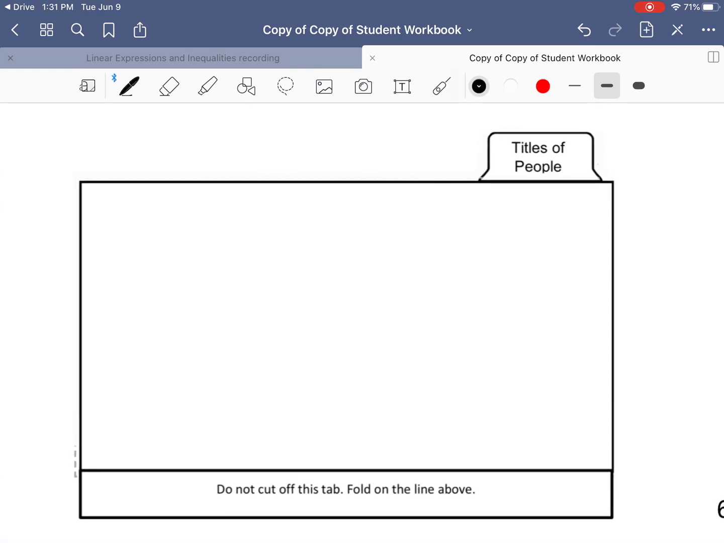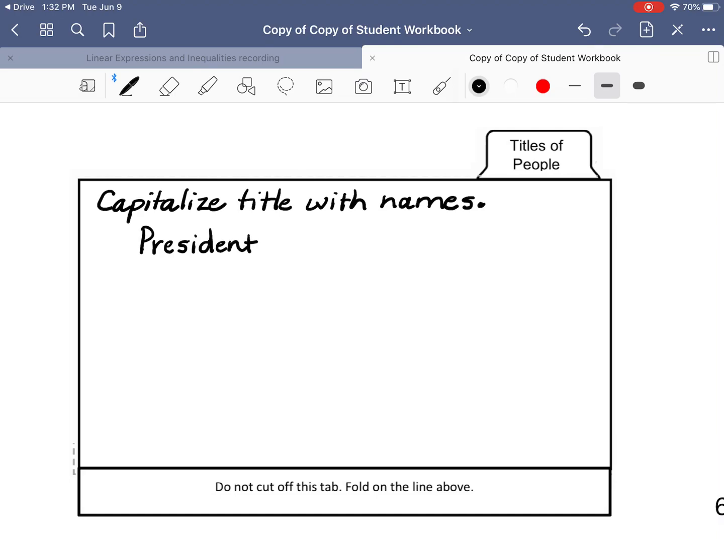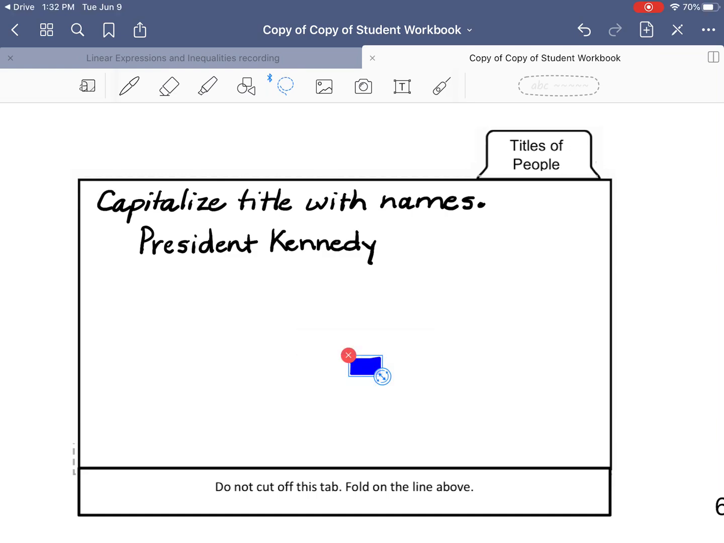First rule that you need to know here, you capitalize titles with names, just like we did with relatives. So for example, President Kennedy. President is his title, Kennedy is his name. And that would count as one noun. So President Kennedy is one person. You capitalize the title and the name.